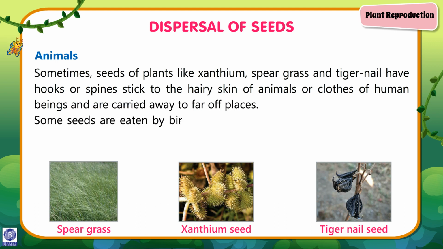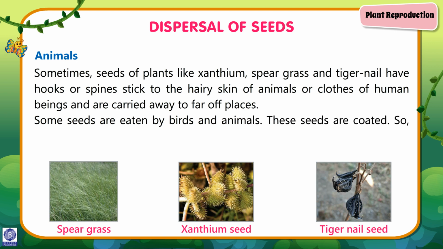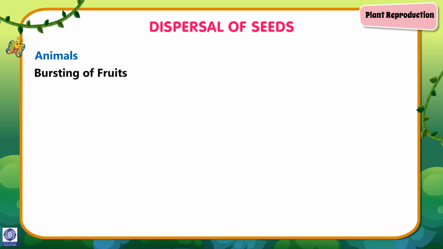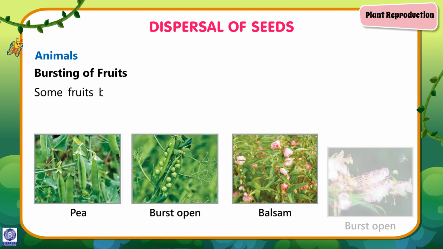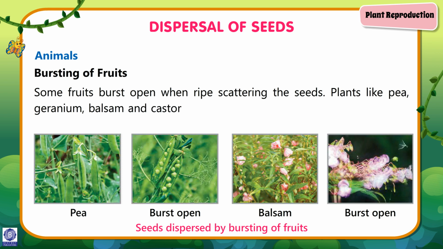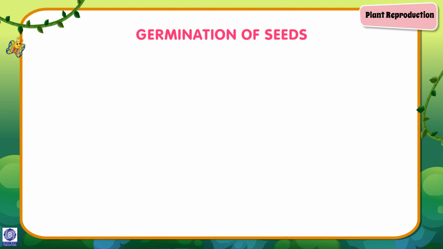Some seeds are eaten by birds and animals. These seeds are coated, so they do not get digested or destroyed. They come out unharmed in the bird's droppings. Bursting of fruits. Some fruits burst open when ripe, scattering the seeds. Plants like pea, geranium, balsam, and castor scatter their seeds through bursting of their pods.